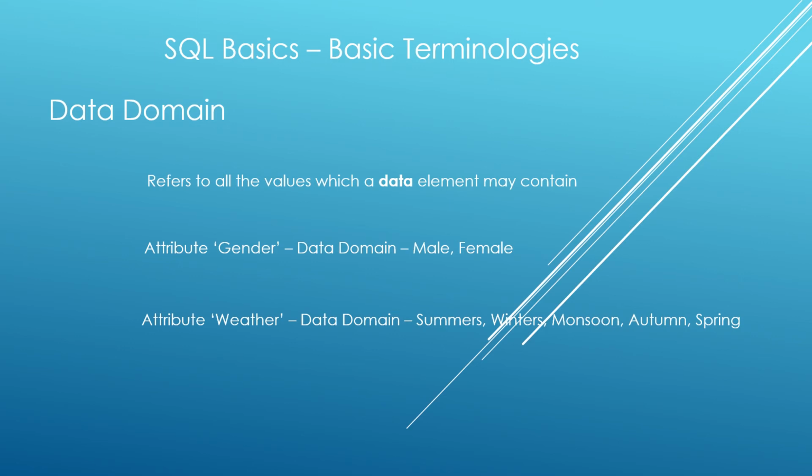As another example, we have an attribute called weather. For this, the domain would be either summer, winter, monsoon, autumn, or spring. These are all the possible expected values which can go in this column of a particular data. A column of a table usually represents an attribute. These are the possible values which can be entered in that attribute of data.